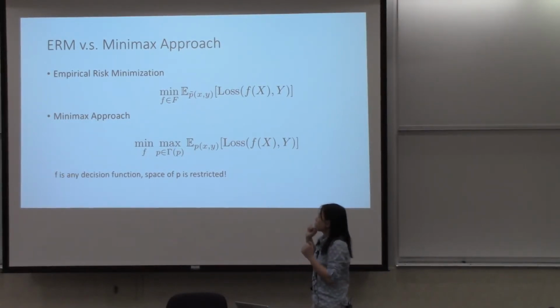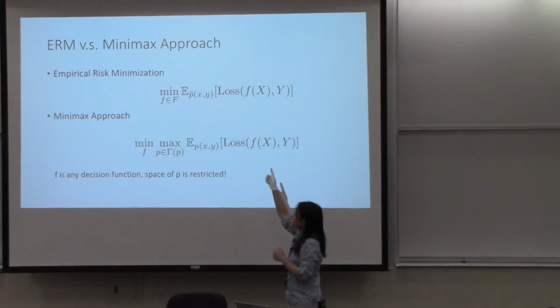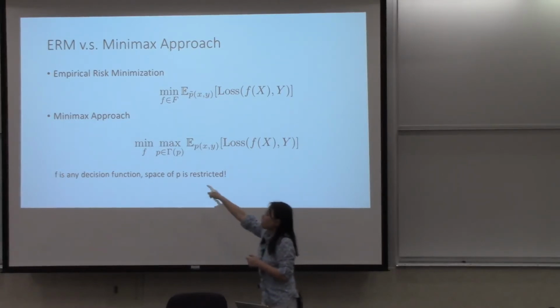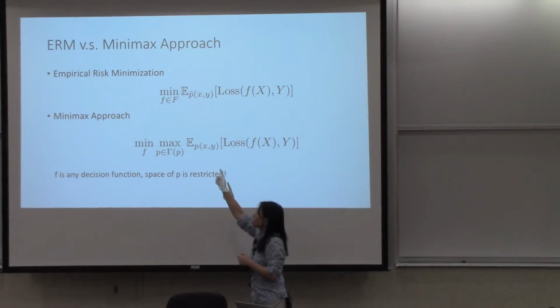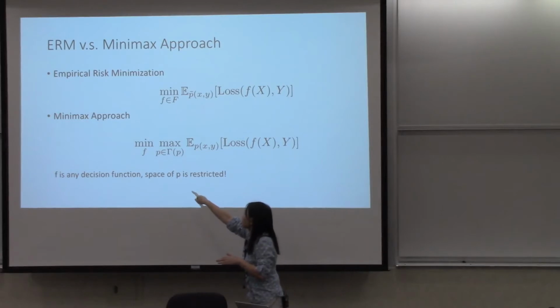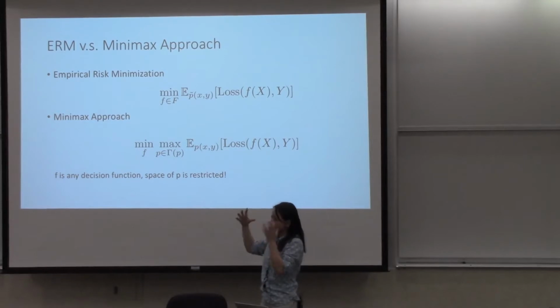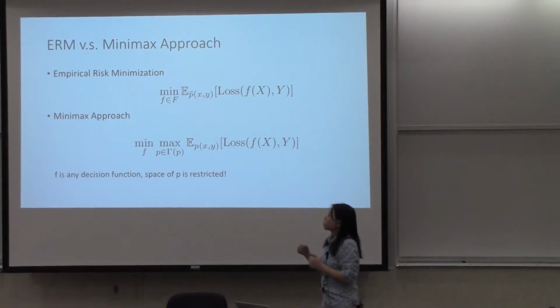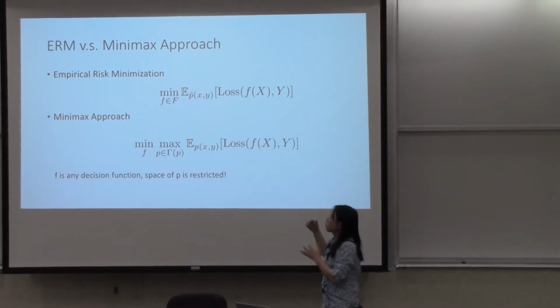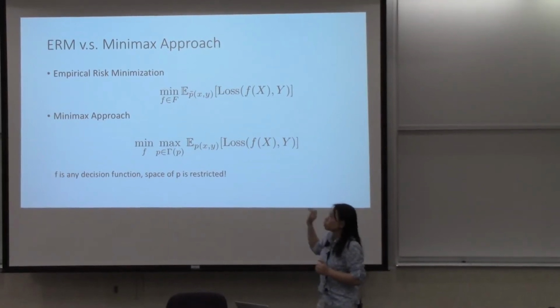The difference between the first one and this one is that now f is not restricted to a function class. So f is actually free now, but p is restricted to a set. So this distribution is restricted in a set. Just keep this in mind, and we'll remind you about this later in this talk. This is the second general perspective we want to mention, which we call the minimax approach.